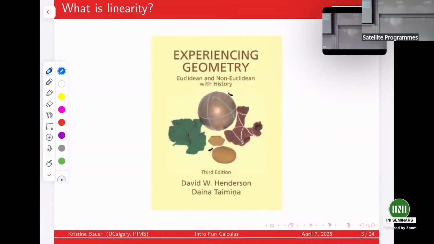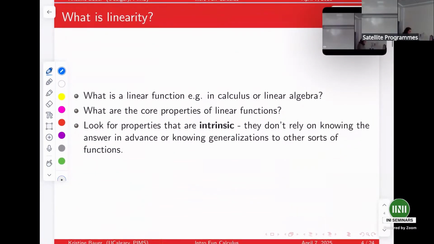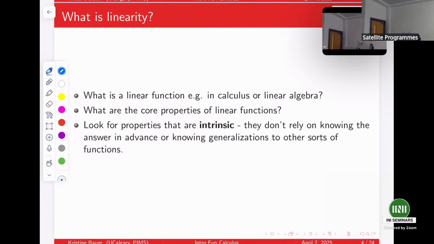And my questions are not geometric, they're more algebraic in nature. So what I'd like to do is start by asking you to think a little bit about what linearity actually is. So this isn't meant to be a difficult question. What do we tell our students a linear function is in calculus and linear algebra? What are the properties of those linear functions? And what I'd encourage you to think about are things that are intrinsic. Don't be thinking about something where it turns out that you have to know something more complicated, like what a polynomial is, to talk about what linear is. What are the kind of intrinsic properties of what it means to be linear?